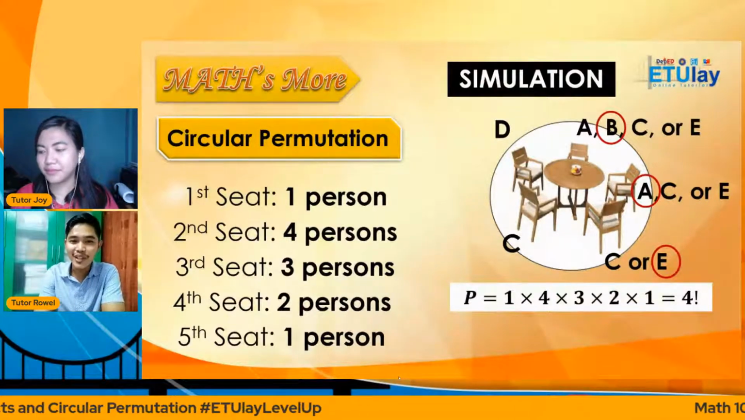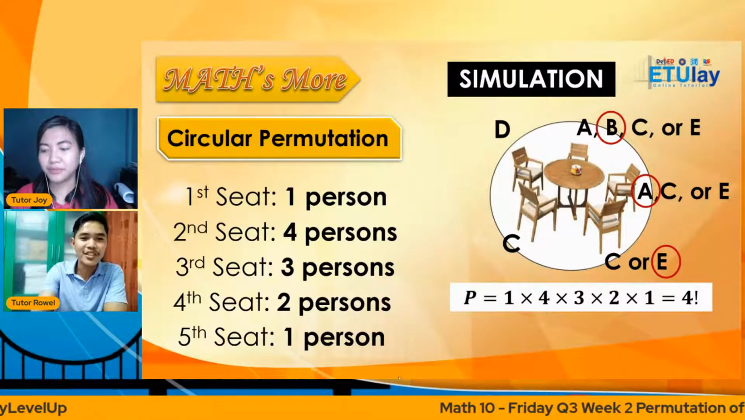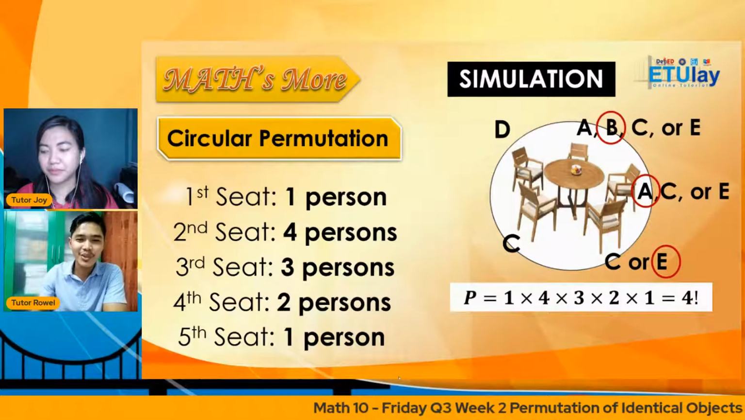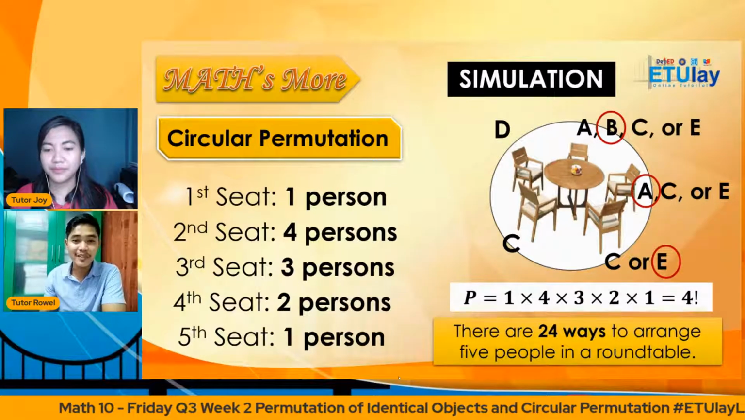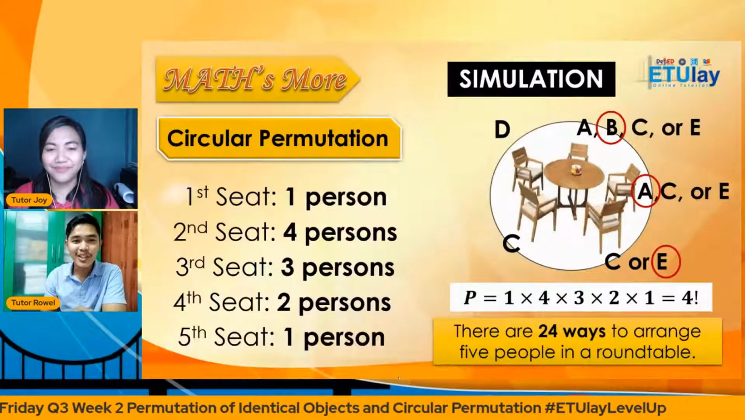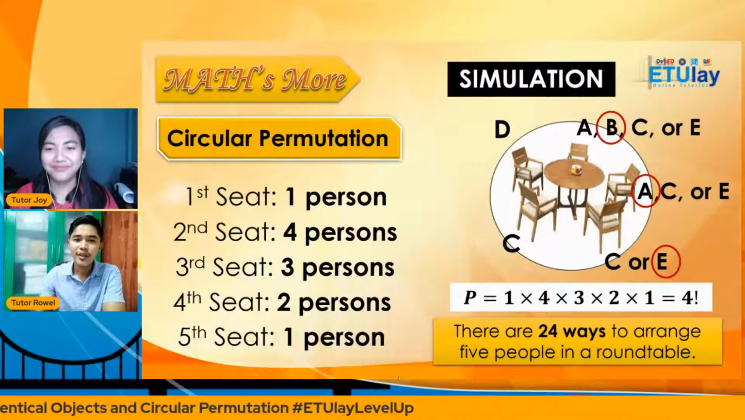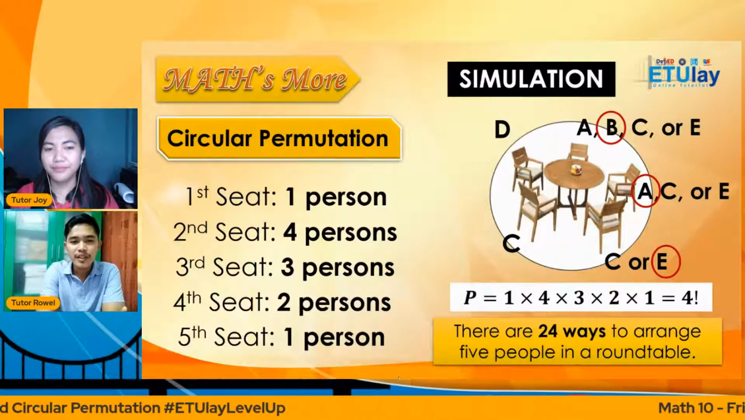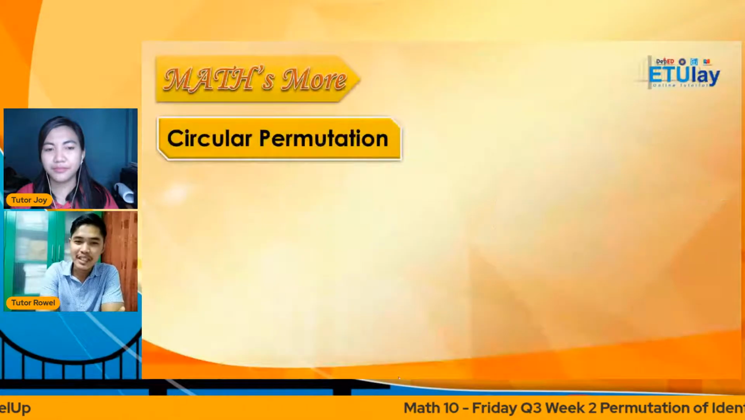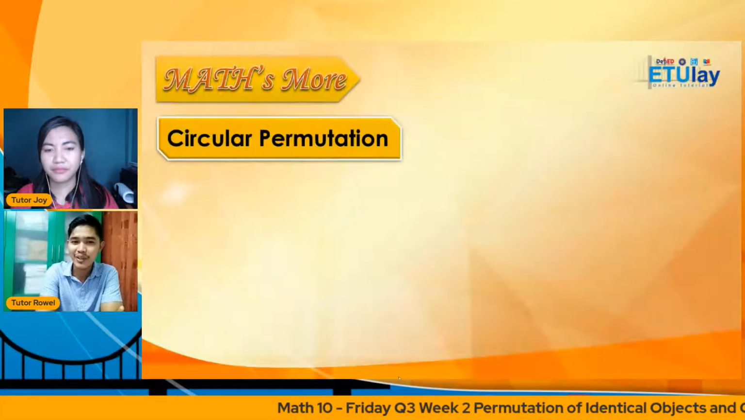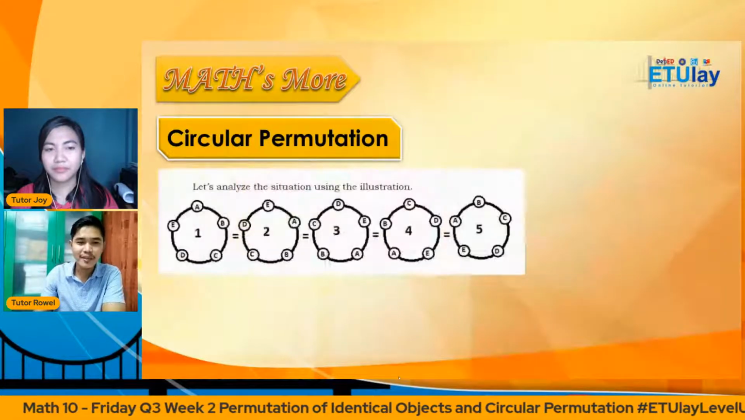Sabi ni Regine, 24 ways daw po. Same with Rainier, Archie, Regine, and Gerald. Sige nga, tingnan natin, Tutor Joy, ilan kaya yung number of ways or arrangements? So, there are 24 ways to arrange 5 people in a round table. Na kung ma-observe po ninyo, di ba pwede rin namang 5 factorial or 5 times 4 times 3 times 2 times 1? Why 4 factorial? Ito yung reason niya.